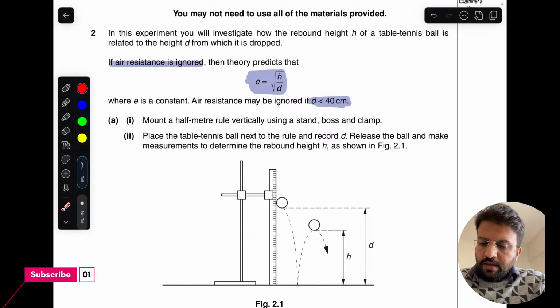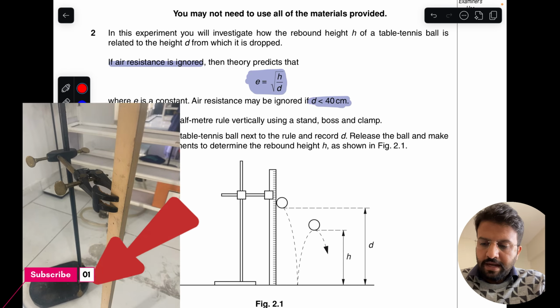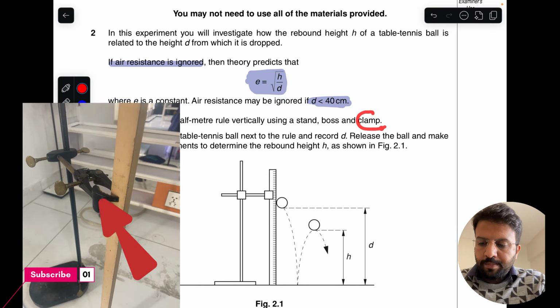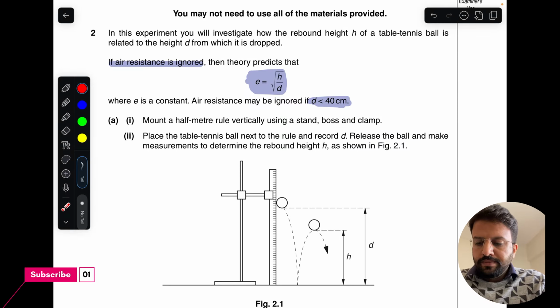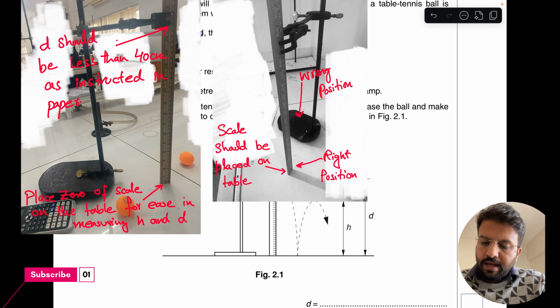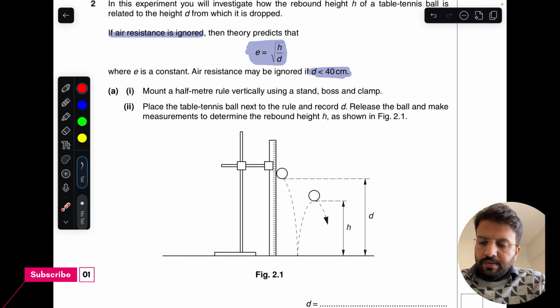What we have to do is mount a half meter rule vertically using a stand, boss and clamp. First you need to know what the stand, boss and clamp are. So this is the stand, this we call the boss, and this we call the clamp. First you need to know their names, then you have to arrange the apparatus the way they have shown in the diagram. You just have to look at the diagram and arrange it that way. Make sure your scale is perfectly vertical and straight.